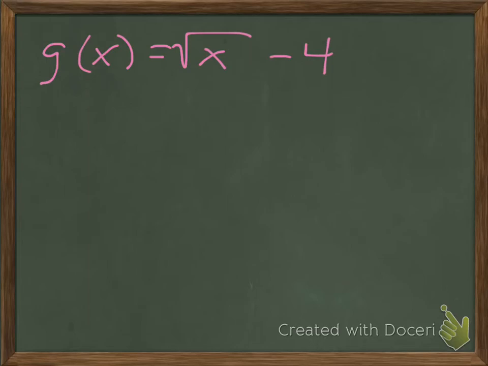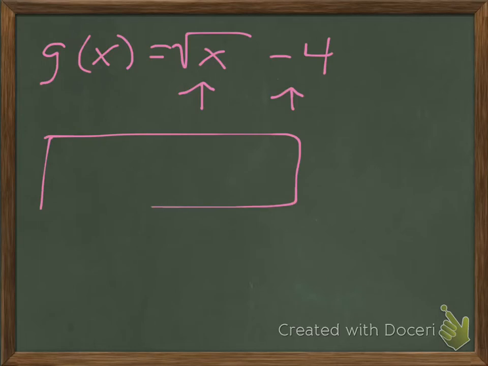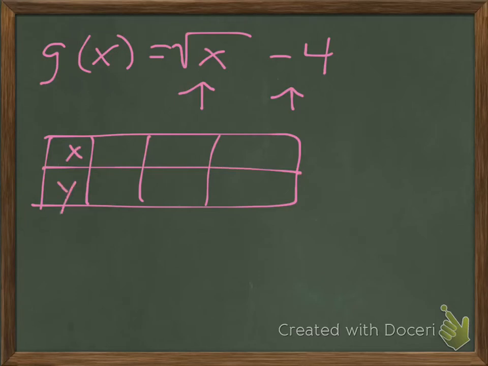This one, notice this one has the parent graph, but then it is subtracting 4 outside of the square root. So we're going to see what that does to the graph. So it doesn't seem like it's going to be stretched, but it will be considered translated. So we'll talk about that in a second.